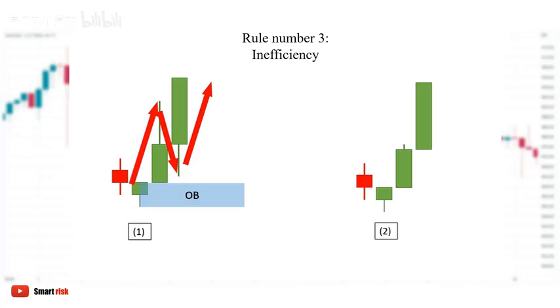But look at the other scenario. If someone were waiting for a pullback, they would have missed this trade. So on the way back, everyone is waiting to place orders in the demand zone. This is the concept of inefficiency.